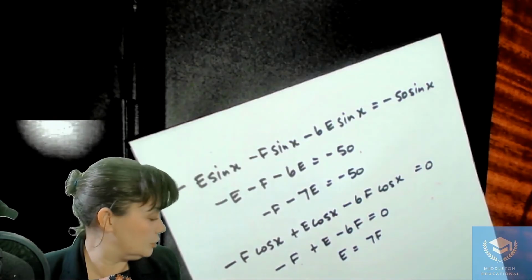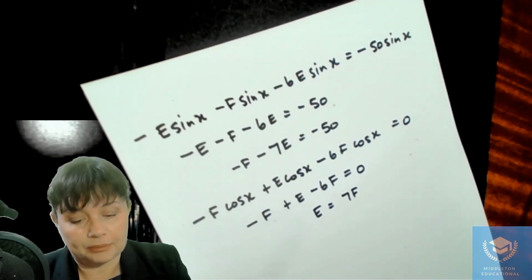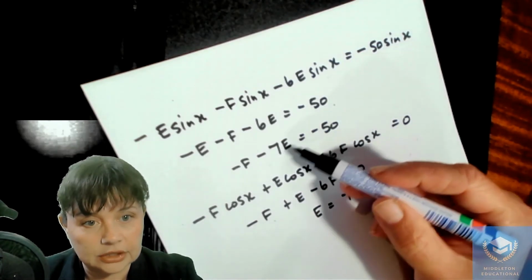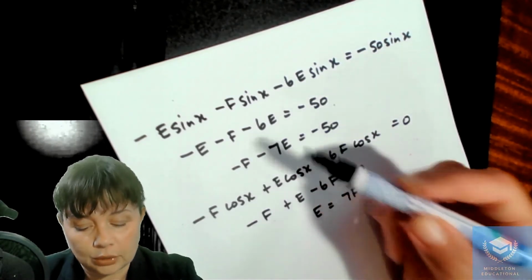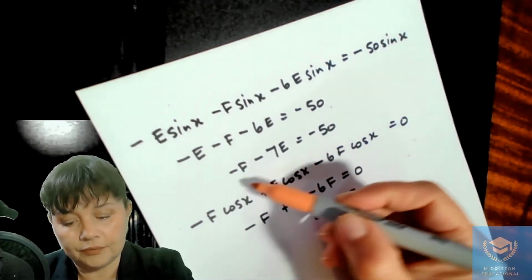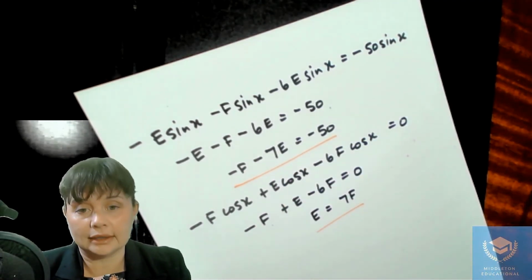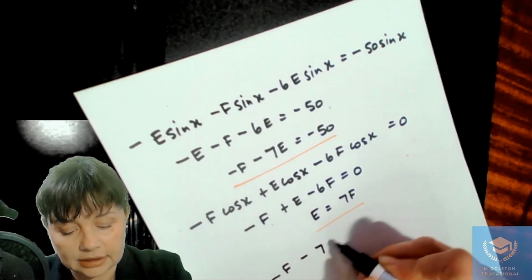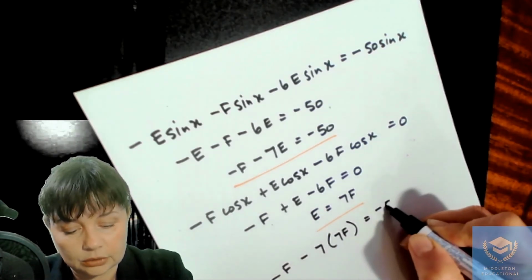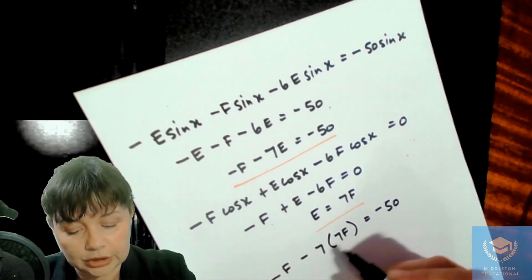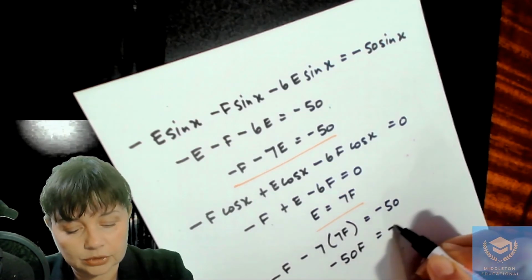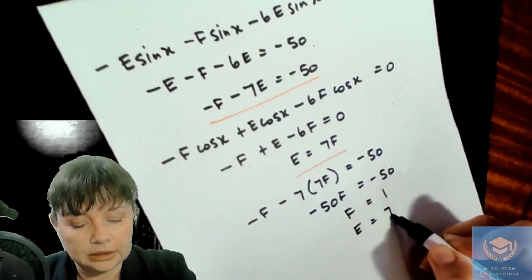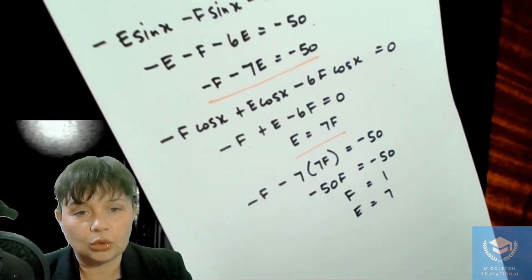Right? Okay, so I'm going to take this e value and substitute it into this equation here, because you have two equations and two unknowns. So then you can solve. So minus f minus 7 times 7f is equal to minus 50. That is going to be 49, so that's going to be minus 50f equals minus 50, which means f has to be 1, right? Which means e has to be 7. So we've got all our values.